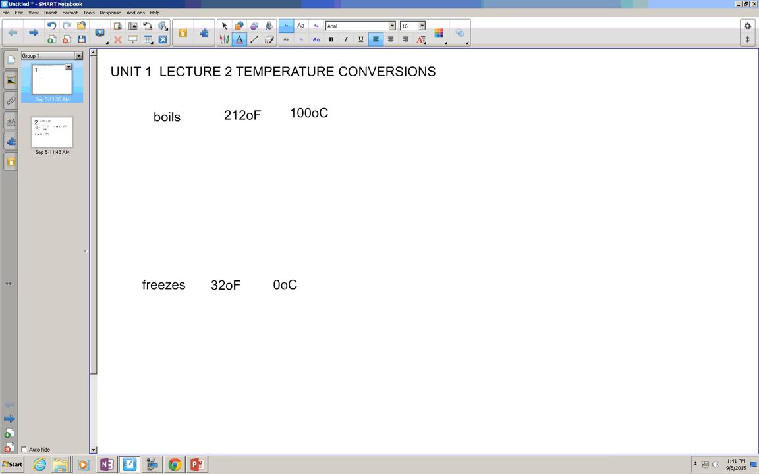Now, does that mean the Celsius scale is more accurate than Fahrenheit? No. It's just a different temperature scale with different numbers. 100 degrees Celsius is exactly the same as 212 degrees Fahrenheit. 0 Celsius is exactly the same as 32 degrees Fahrenheit.